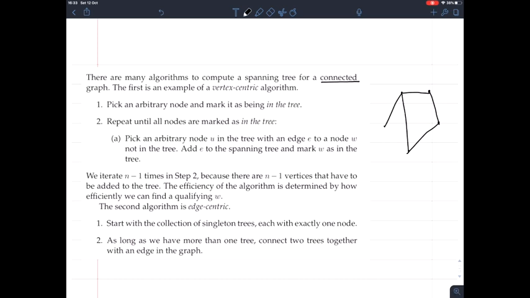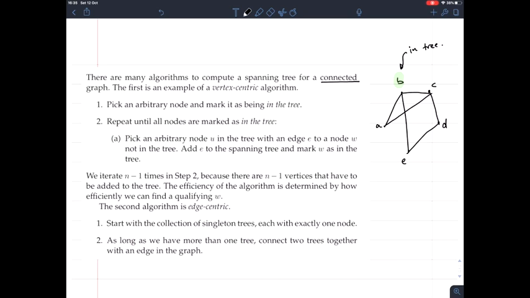Here's some connected graph. Notice that it's got some cycles. I'm going to label the vertices, and let's work through this. So pick an arbitrary node and mark it as being in the tree. Just for fun, I'm going to pick B and say this is in the tree. And now we have a step that we're just going to repeat until I've found all the nodes that are going to be in the tree.